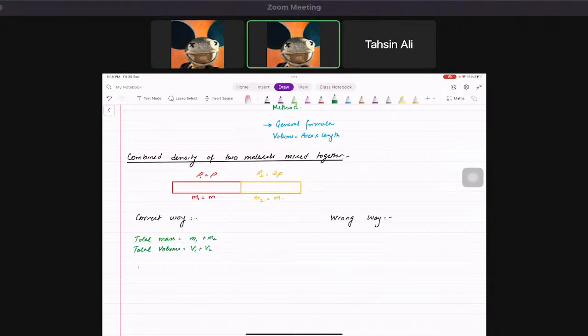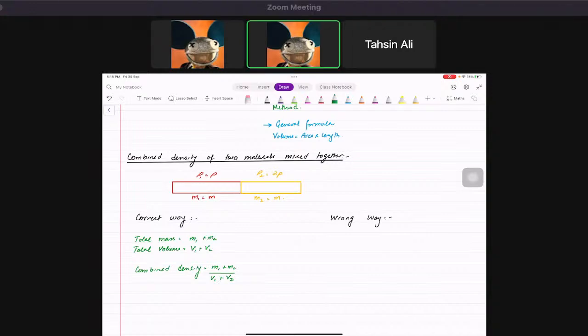So the combined density would be m1 plus m2 divided by v1 plus v2, because the formula says density is mass over volume. Do you understand?